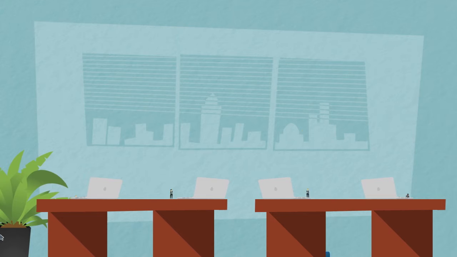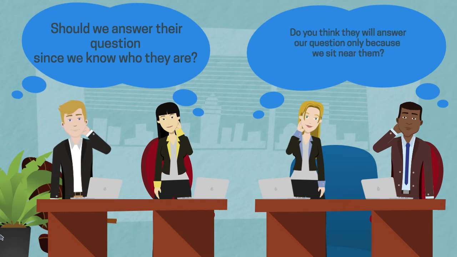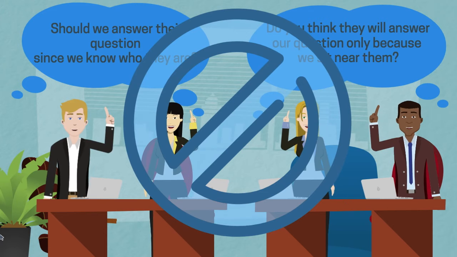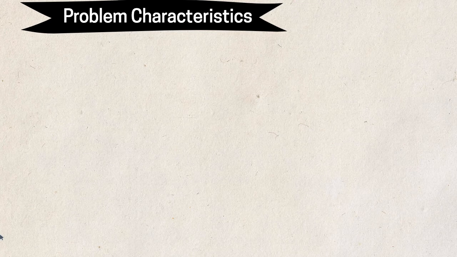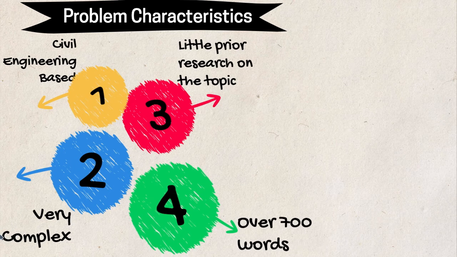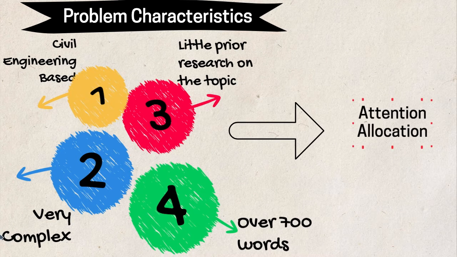The study controlled for variables such as proximity and familiarity in order to reduce bias. What they did discuss, however, were the characteristics of the problem and how it related to the attention allocation of the knowledge providers.